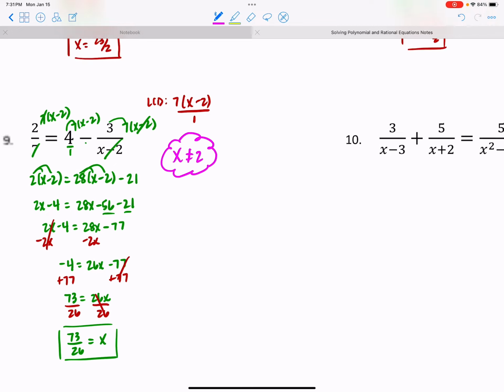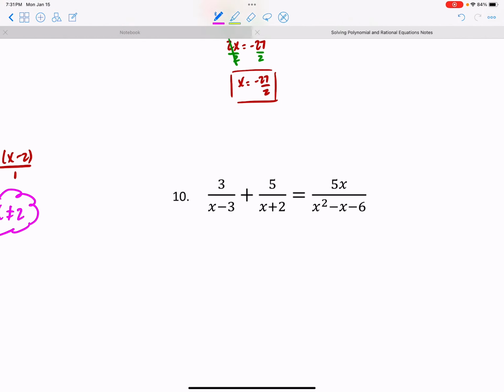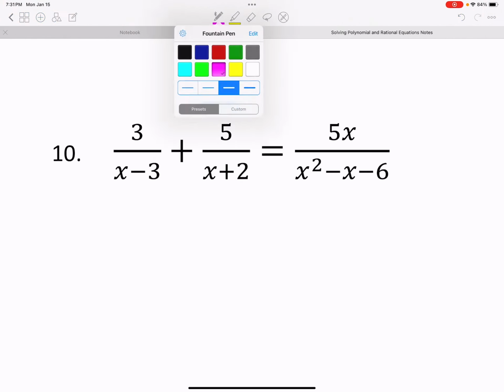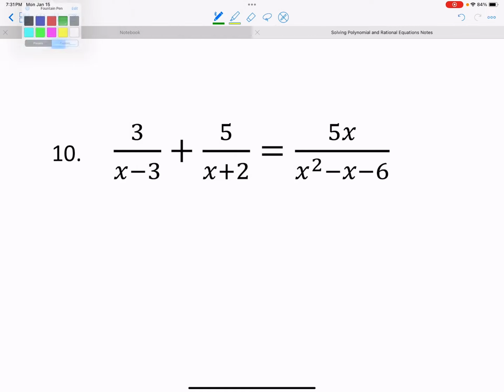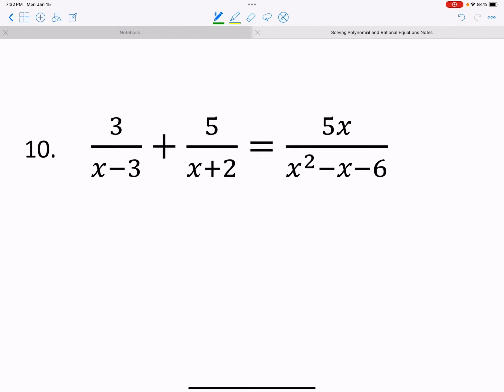All right, hopefully I'm not going too fast. I know this is a lot, but let's try one more. Now before I try to figure out what my common denominator is, remember it's got to have all of the components of our denominators.